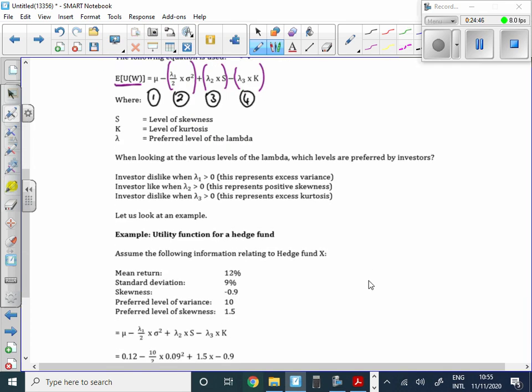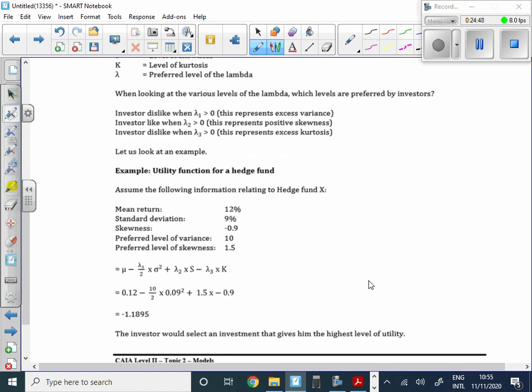Let's have a look at an example over here. And really, guys, it's just a bit of a plug and play. You can see in this question over here, here's my formula. But as you can see in the question, there's no kurtosis. I've just got variance and skewness, no kurtosis. Of course, I won't use that last term. Then it's just a plug and play, I run my numbers, and I get to minus 1.18. Doesn't seem like a very nice answer, of course.